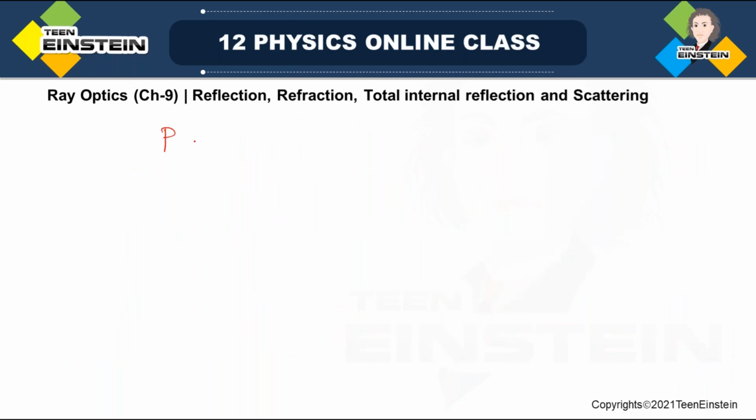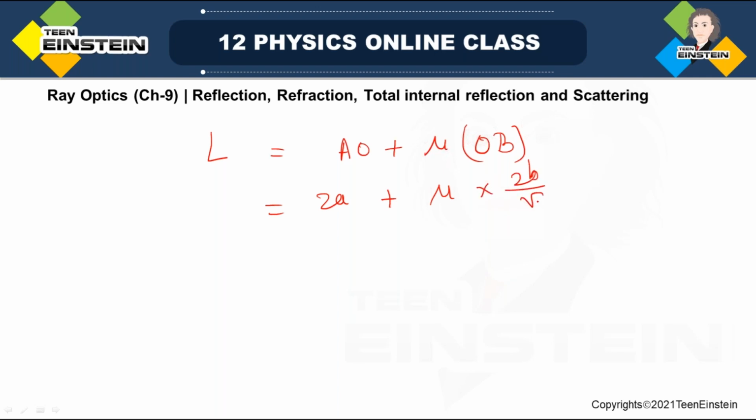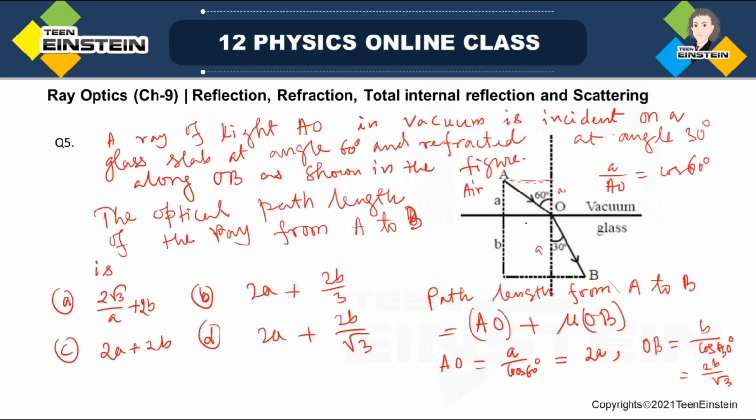So let us say path length is some L. This is AO plus mu into OB. So AO we have obtained, mu into OB, which is 2B by root 3. Now for glass it is already given, but still we can find the refractive index. 1 sine of 60 degree is equal to n sine 30 degree. So n is equal to sine 60 degree, which is root 3 by 2, divided by sine 30, which is half, so n is root 3. So the refractive index of the glass is root 3.